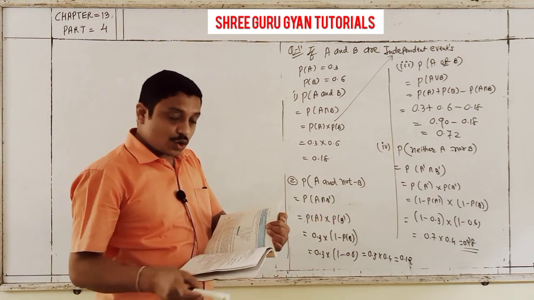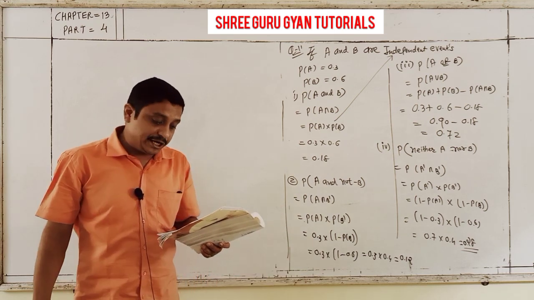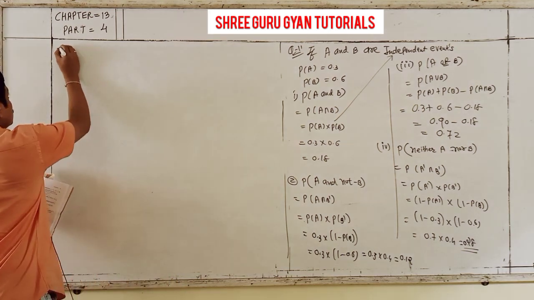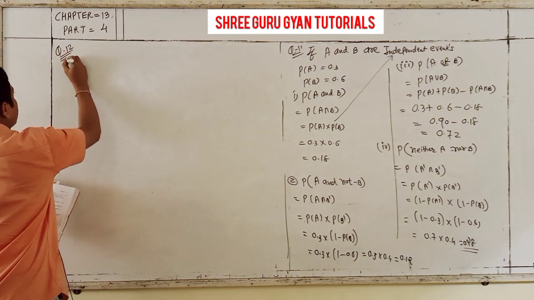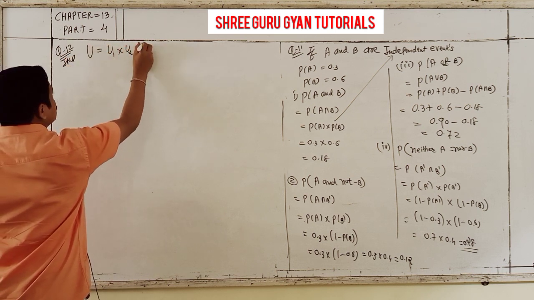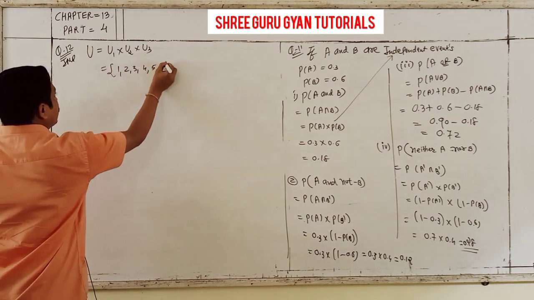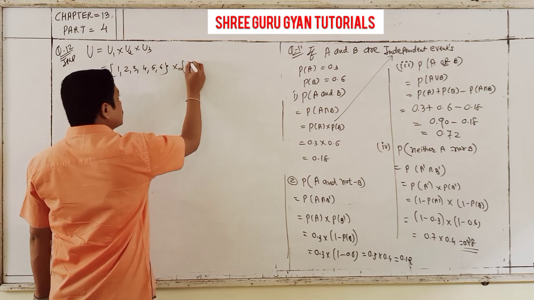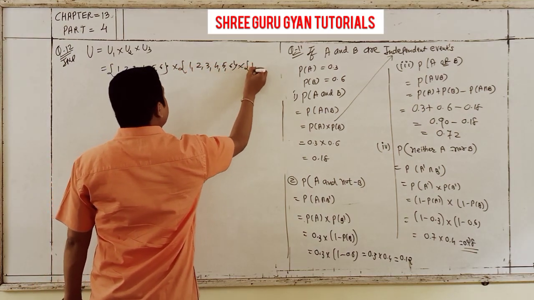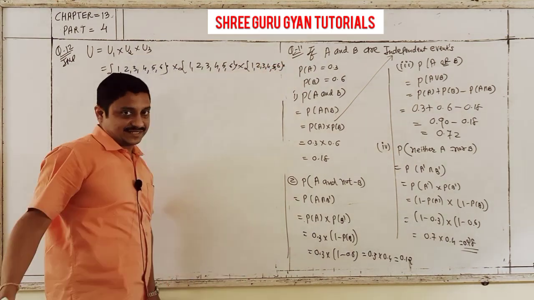A dice is tossed thrice. Find the probability of getting an odd number at least once. Question 12. A dice tossed 3 times means throw 1, throw 2, throw 3. Each has outcomes 1, 2, 3, 4, 5, 6.